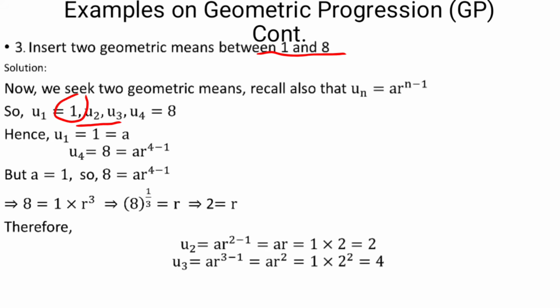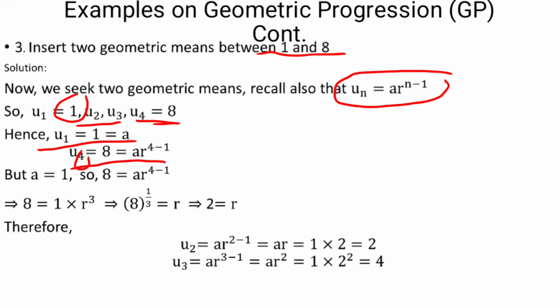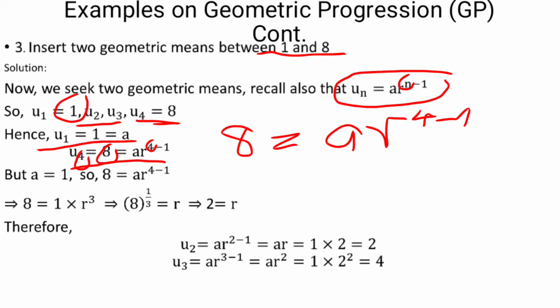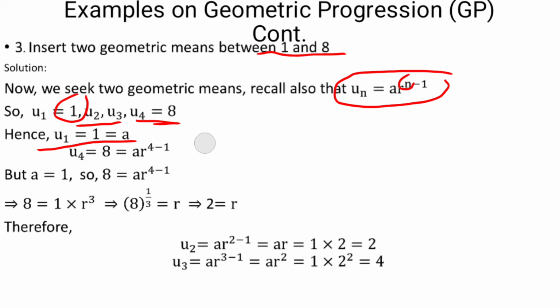Clearly our first term is a, which is 1, as you can see here, and our last term is 8. So u4 can be expressed in this form, recalling that the formula for a geometric progression is a times r raised to the power n minus 1, right? So wherever you see n, because our last term is the fourth term, you have 4 minus 1. And 8 is our last term, so that's why there's 8 here. So we have 8 equal to a r to the power 4 minus 1, right? That's what you see on the screen.